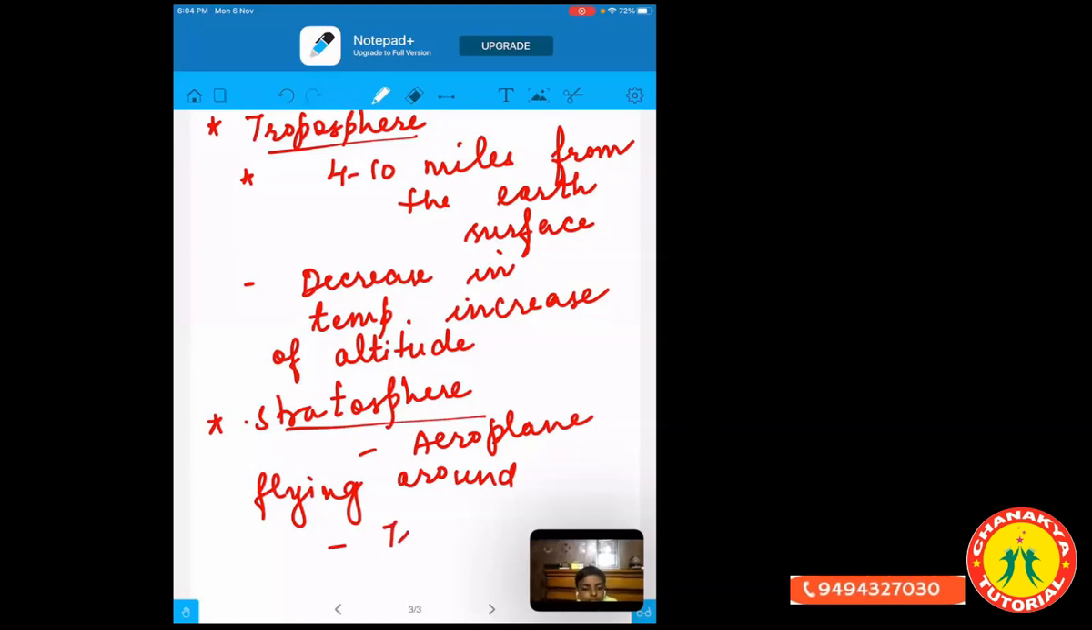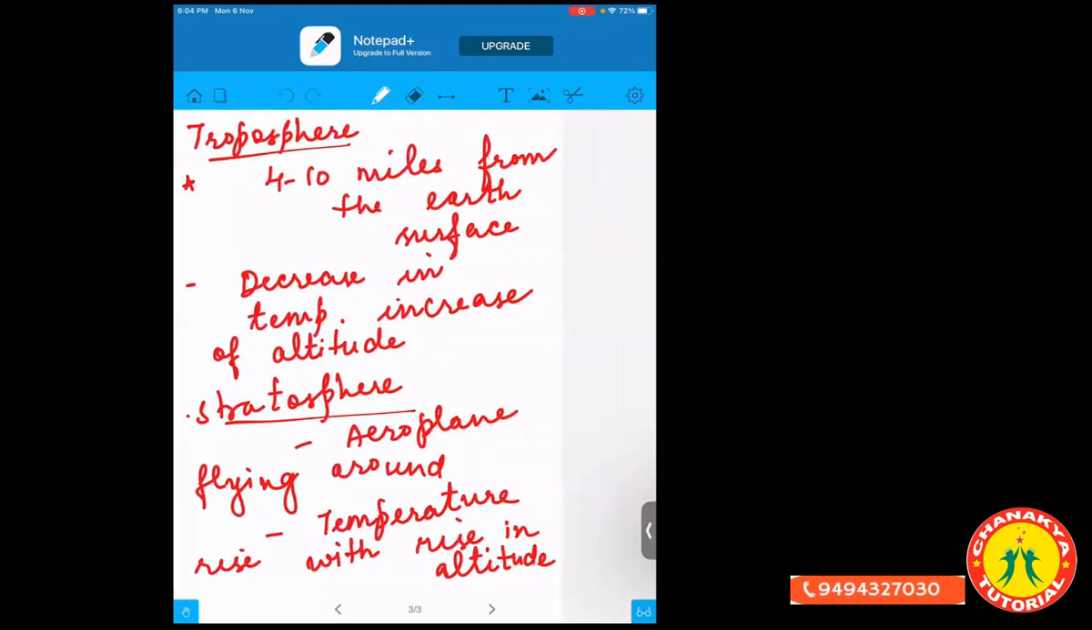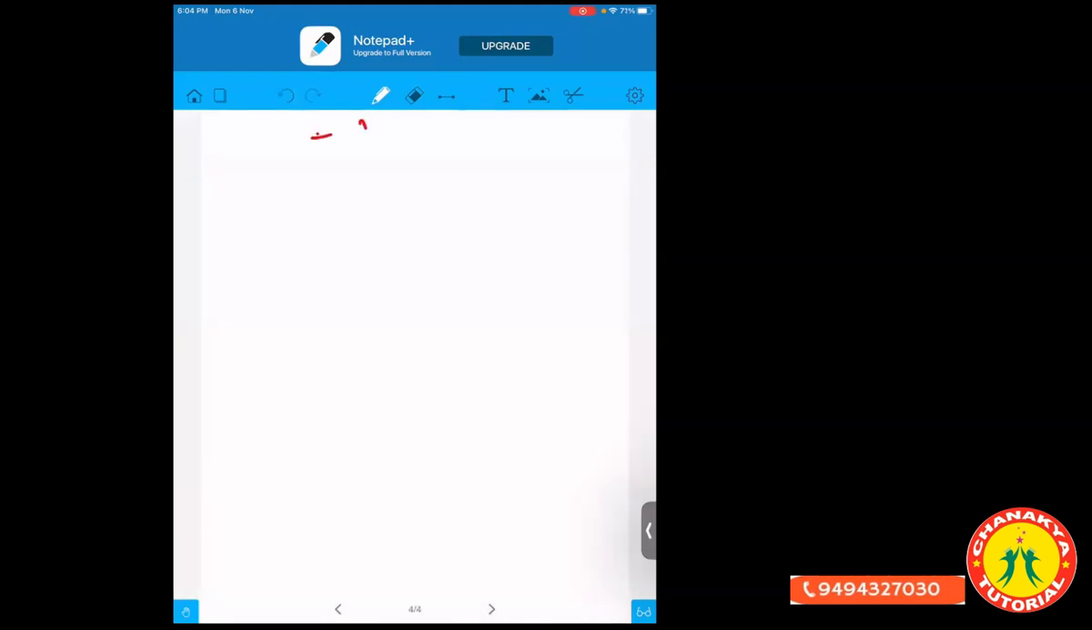Then here also, what happened? The temperature here increases. In the troposphere, the temperature was decreasing with the increase of the altitude. But in the stratosphere, the temperature rises with the rise in altitude. And in this layer, a most important layer is present, which is called the ozone layer.